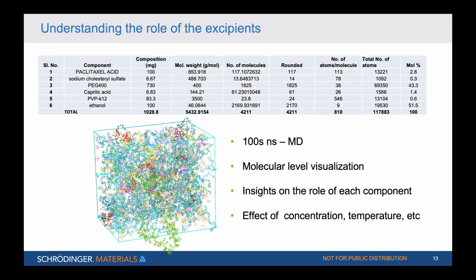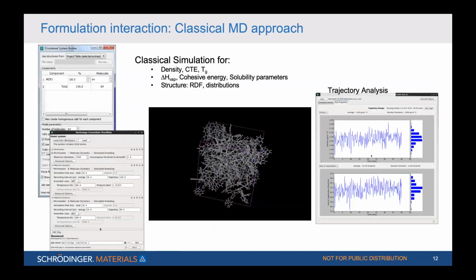We can study the effect of concentration, the effect of temperature, and also the role of each and every component. What happens when we completely remove that component? What happens when you replace that particular component with some other completely new excipient? These things allow us to have a better understanding of what is happening at the molecular level. So for that we use this particular builder called the disordered system builder, where we can add as many components as we want.